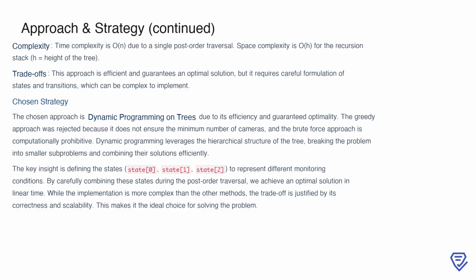The key to its success lies in defining the states, state 0, state 1, and state 2, to represent different monitoring conditions. By carefully combining these states during the post-order traversal, we achieve a solution that is both optimal and efficient. While the implementation may require careful thought, the trade-off is justified by the accuracy and scalability of the solution, making it the clear choice for solving the binary tree cameras problem.